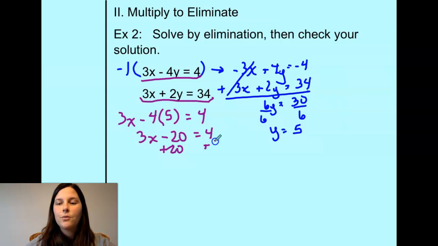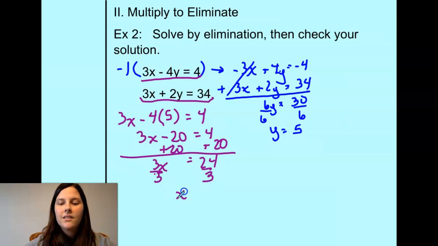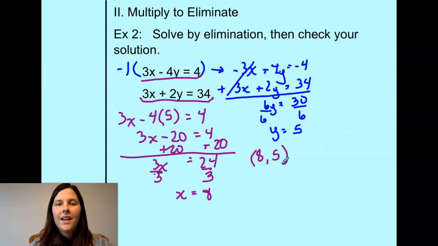So adding that 20 to both sides, I get 3x equals 24. And dividing both sides by 3, I get x equals 8. As always, expressing my answer as an ordered pair, we're making this connection back to if we were graphing these lines, they would meet at the point (8, 5).